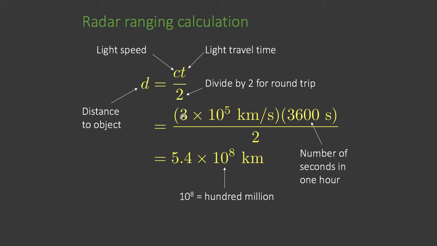The speed of light is this number, 3 times 10 to the 5th kilometers per second, 3,600 seconds in 1 hour, divide by 2, and you get 5.4 million, so 10 to the 8th would be 100 million kilometers away. All right, so radar ranging is a direct way of determining the distance to something. You just have to send a signal, let it bounce back, and use the time it takes for the signal to return to calculate what the distance is.